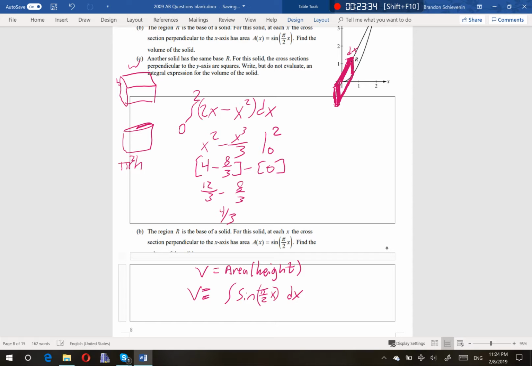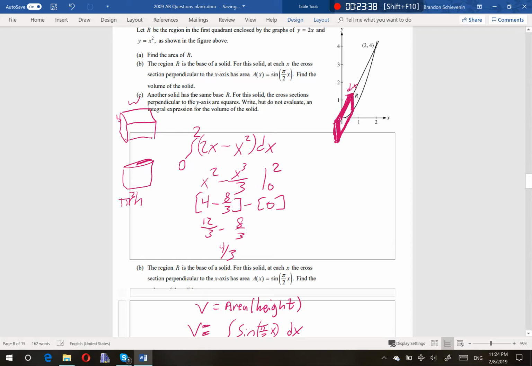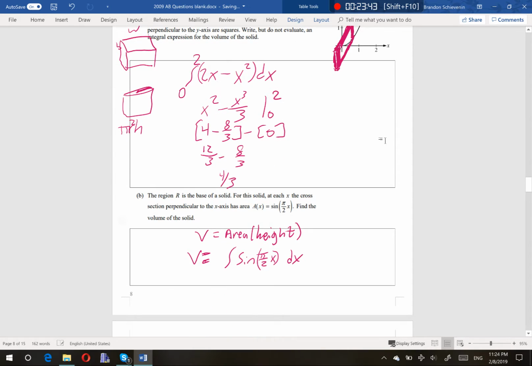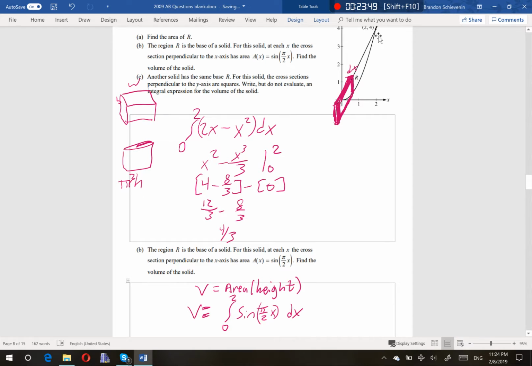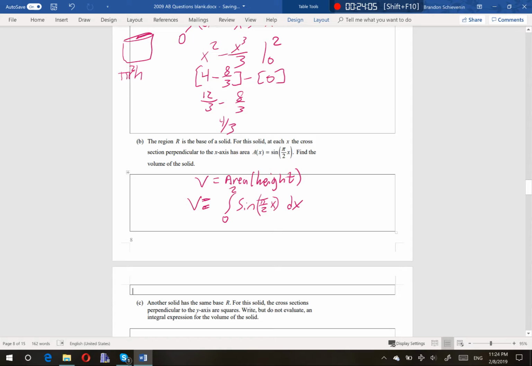We're going to take that infinitely small height as I integrate this from x equals 0 to x equals 2. That will allow us to finish this off. So we'll cover all of the area between the two curves with cross sections that are perpendicular to the x-axis. Any questions on our setup? No. Okay, then we just need to integrate this.